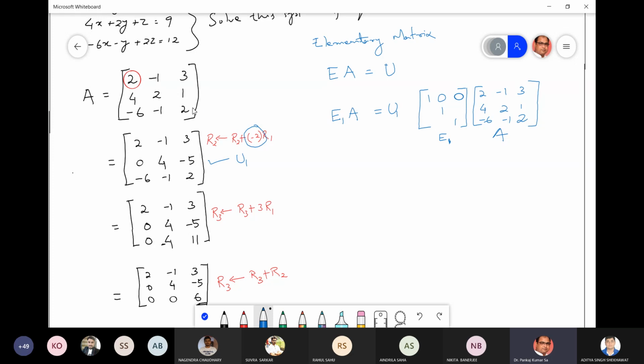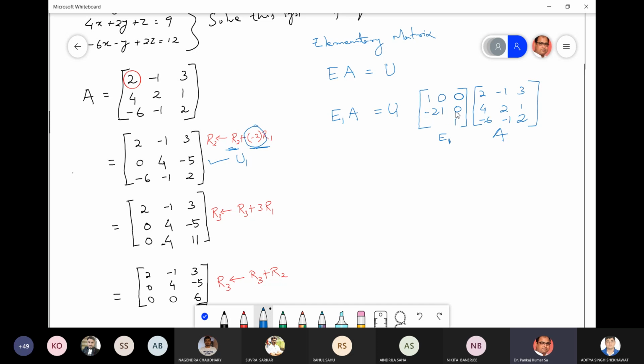What about the second row? The second row is minus 2 times the first row plus the second row. So one component is the second row, and the other component is minus 2 times R1. In order to get the second row, you need 0, 1, 0. But at the same time, you want to add minus 2 times R1. That is possible only when you place minus 2 here, 0 here.